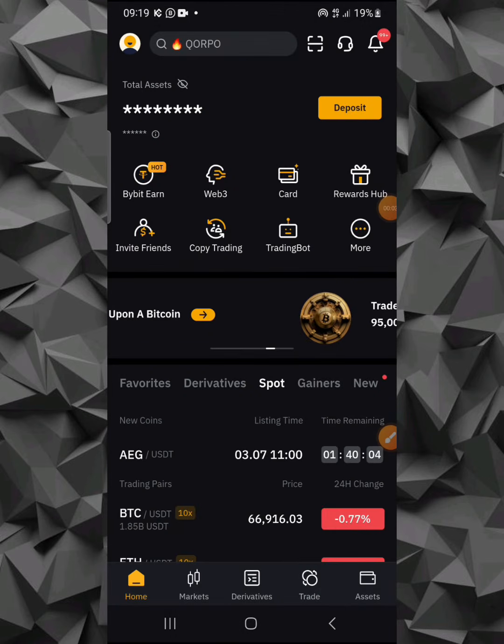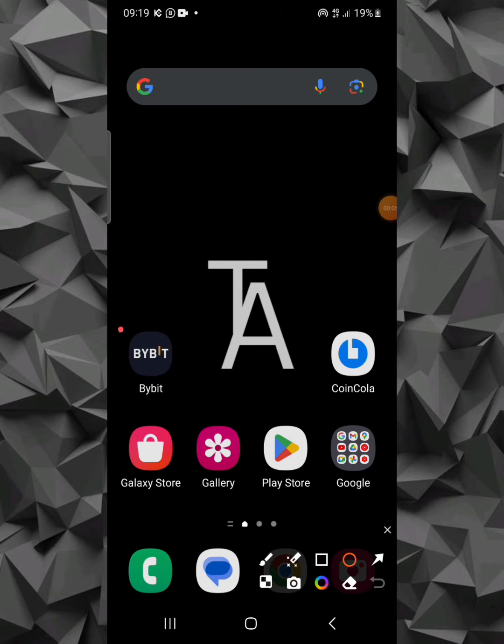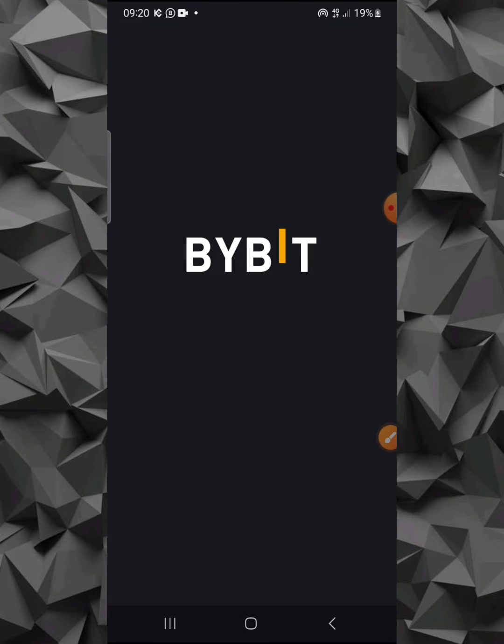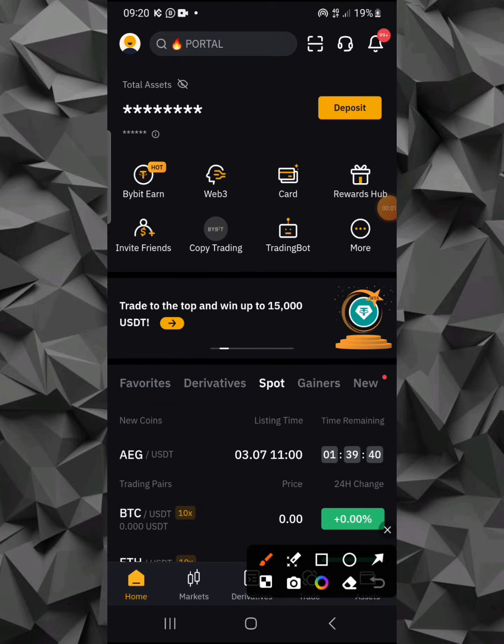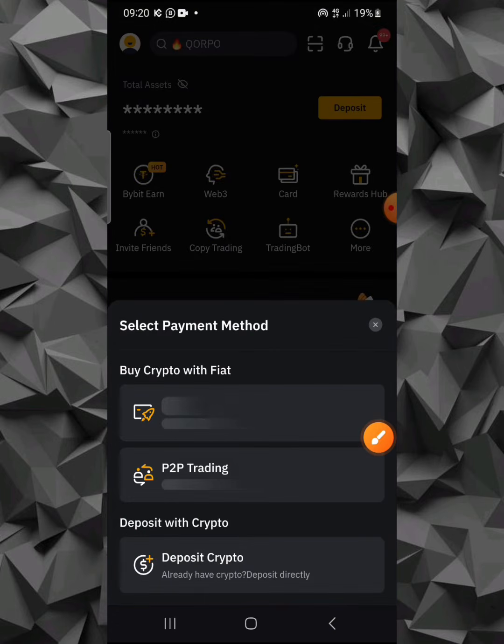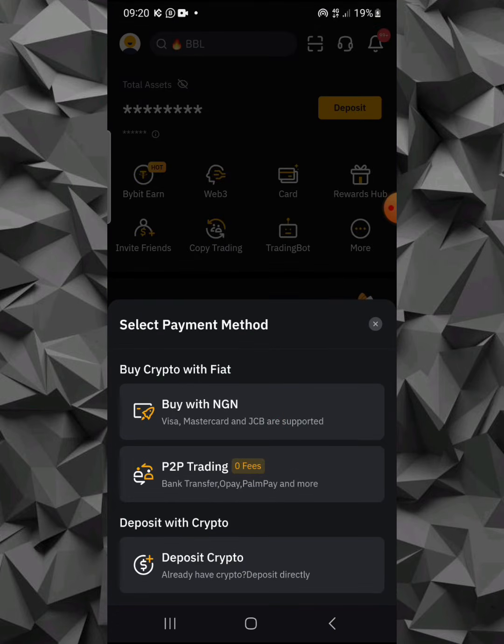Alright guys, so this is ByBit. If you don't know ByBit, this is it right here, okay? You can find it on the Google Play Store, the Apple App Store, depending on the device you're using. Now on ByBit, you can sell your USDT at a very high rate, okay? ByBit has one of the highest rates as of the time I'm making this video. Now you just need to locate their P2P. Come here and click on deposits, then you see the P2P trading option, okay?